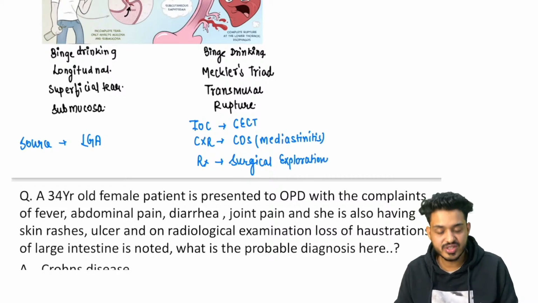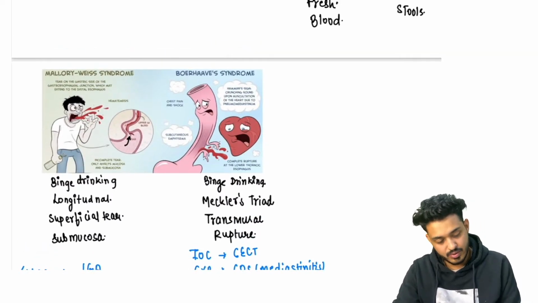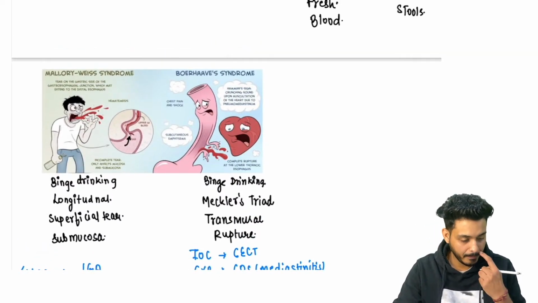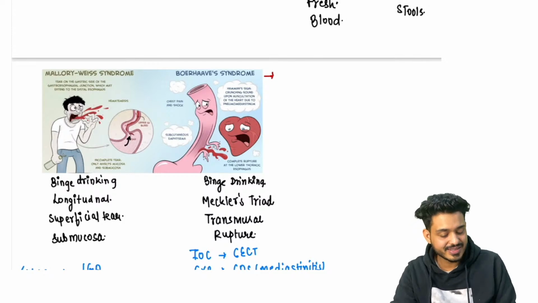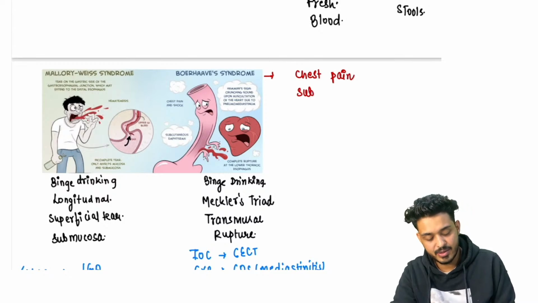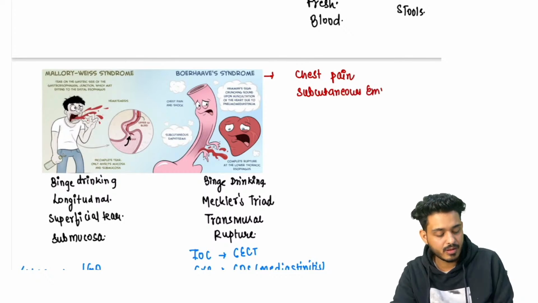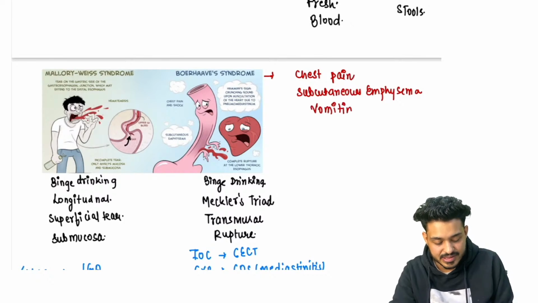You need to do surgical exploration for the treatment of this particular thing, right? What is this macular striate? Anyone? Very good, Dr. Raz, right? So macular striate: the patient will be having chest pain, subcutaneous emphysema, and vomiting, bloody vomiting, hematemesis, right?